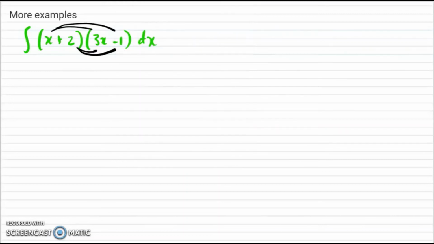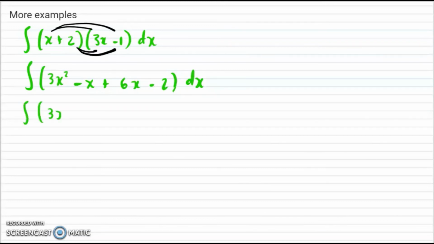So it will be the integral 3x squared minus x plus 6x minus 2 dx. And of course, we combine like terms. So this is the integral 3x squared plus 5x minus 2 dx. And then we just apply the integration rules, sum and difference, constant multiple, power, and then constant to really get the integral of this. So let's apply those rules.